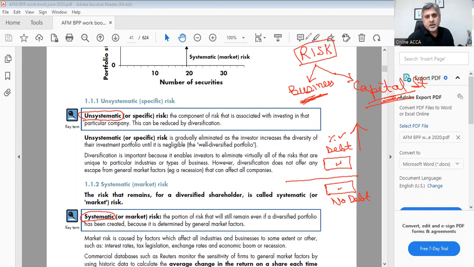Okay, now we talk about systematic risk and unsystematic risk. Unsystematic risk is called specific risk. This is the risk which is associated with the nature of business. So for example, I said that a restaurant business has a higher risk than the supermarket. The risk which is associated with a restaurant or with a supermarket, these are called unsystematic risk. Unsystematic risk is actually due to the nature of business.